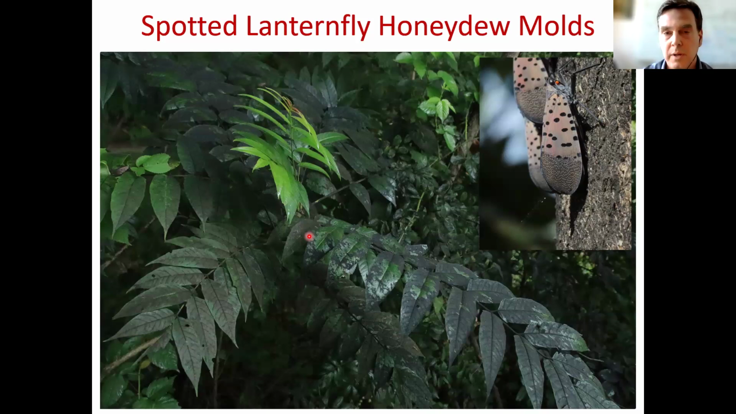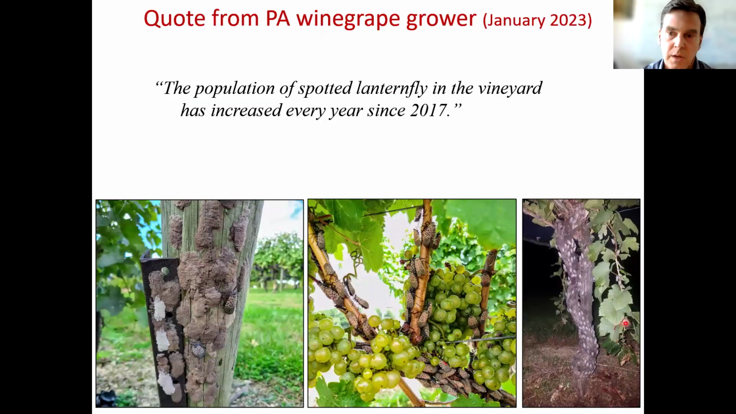And one of the other plant species that it loves is grape. And so here are some pictures from some vineyards in Pennsylvania. You can see all the eggs that are laid here on this post, and all those lanternfly just covering these grapevines here. And so these are a few quotes from back in 2023 about spotted lanternfly from some of the wine grape grower collaborators and stakeholders that I work with.